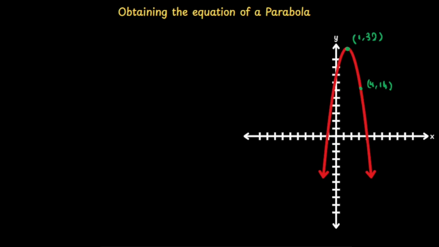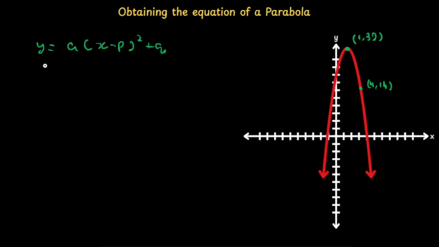That turning point is extremely important because it means we can now use the turning point standard form of the parabola, which is simply y is equal to a into (x minus p) squared plus q. And in this form, the p value is the x value of your turning point and the q value is the y value of your turning point. So let's go ahead and attempt to obtain the equation for this parabola.